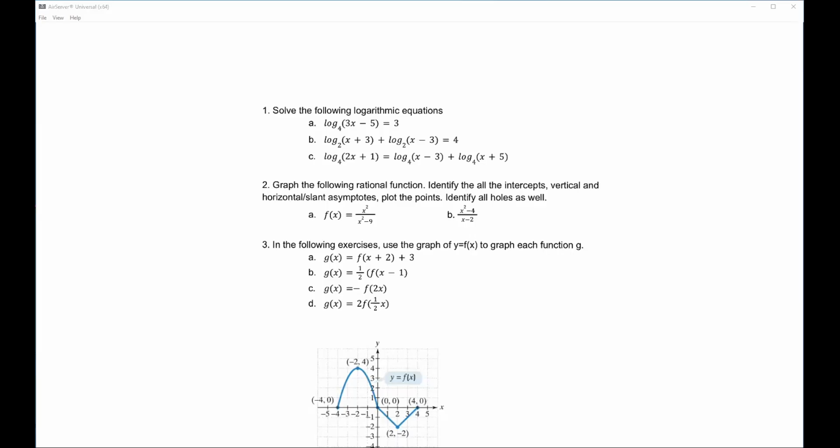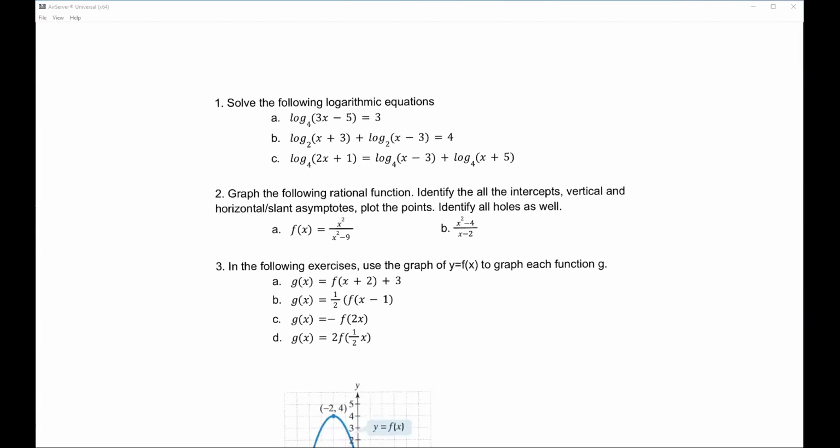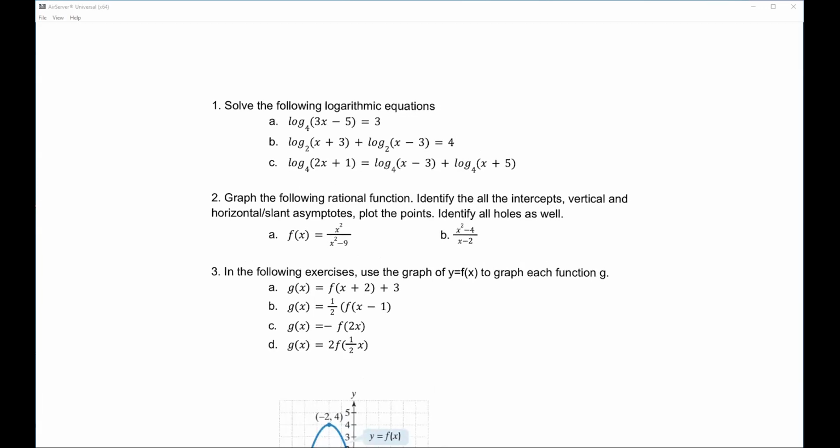Let's do this instead here. Airplane, air server. All right. Okay, so solve logarithmic equations. All right, this is number one, it's pretty straightforward where we're going to put it in exponential form, right?